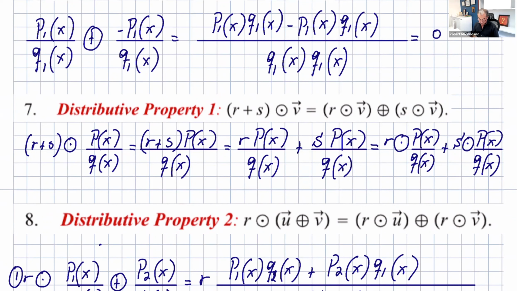So let's see, distributive property: R plus S scalar V should be R scalar V plus S scalar V. Write it just the same way. R plus S scalar P of x over Q of x is R plus S times P of x over Q of x. That's R times P of x over Q of x plus S times P of x over Q of x. And that just becomes R scalar P of x over Q of x plus S scalar P of x over Q of x.